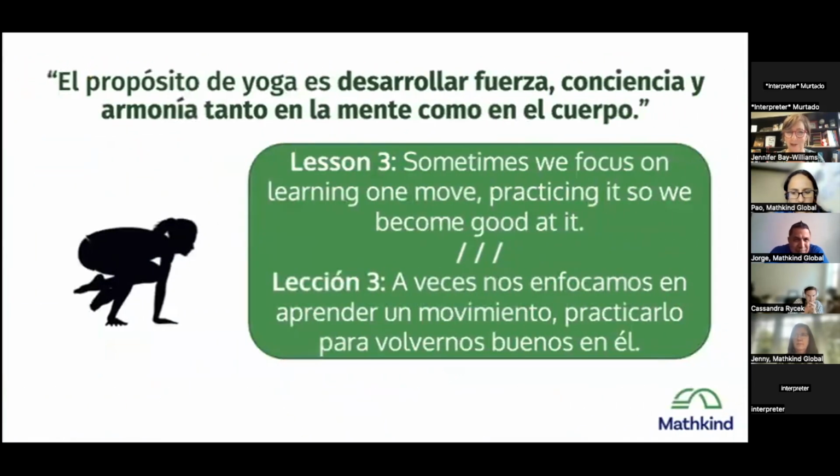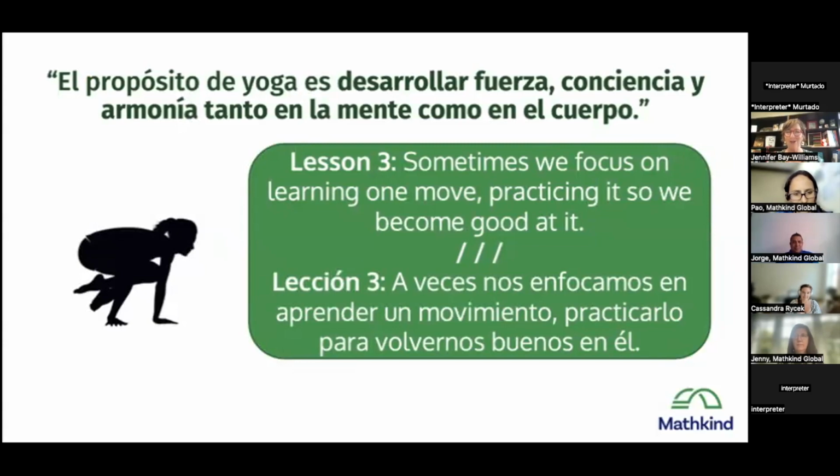So that's our lesson. Sometimes we focus on learning one move, make tens. We become good at it because it's so useful. It helps us with our fluency. We can choose it when it's going to help us solve a problem more efficiently. And that is our flexibility. We will choose it when it makes sense.